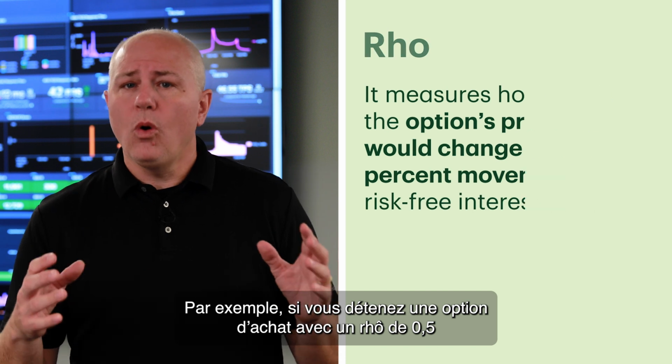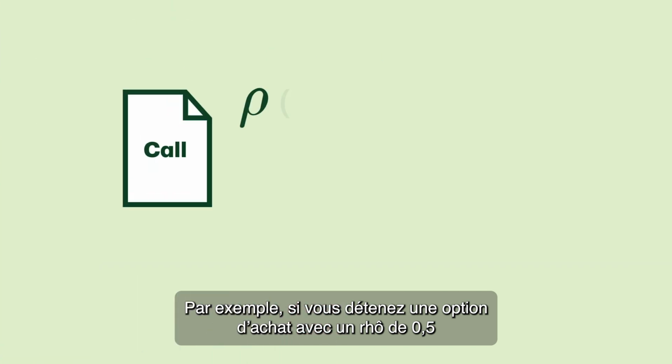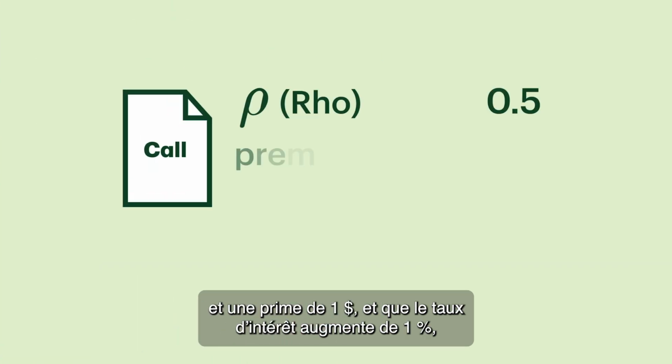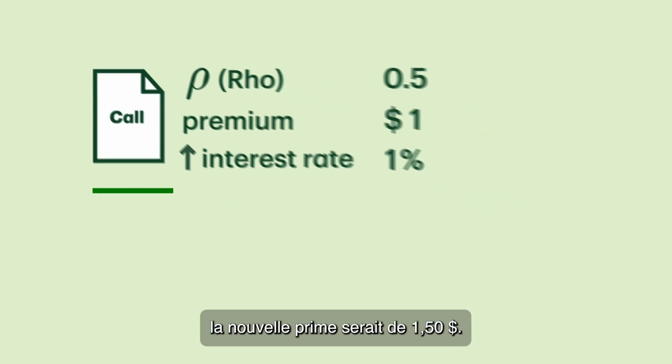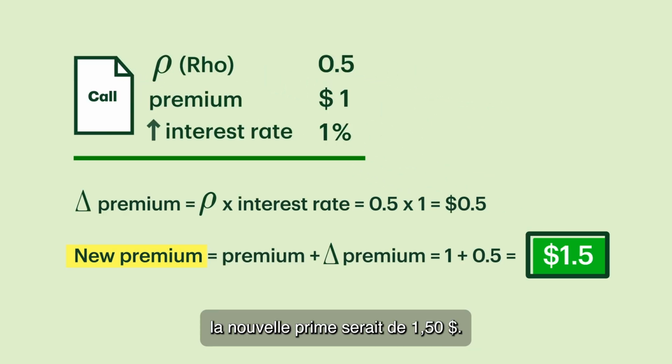For example, if you hold a call option with a rho of 0.5 and a premium of $1 and interest rates rise by 1%, the new premium would be $1.50.